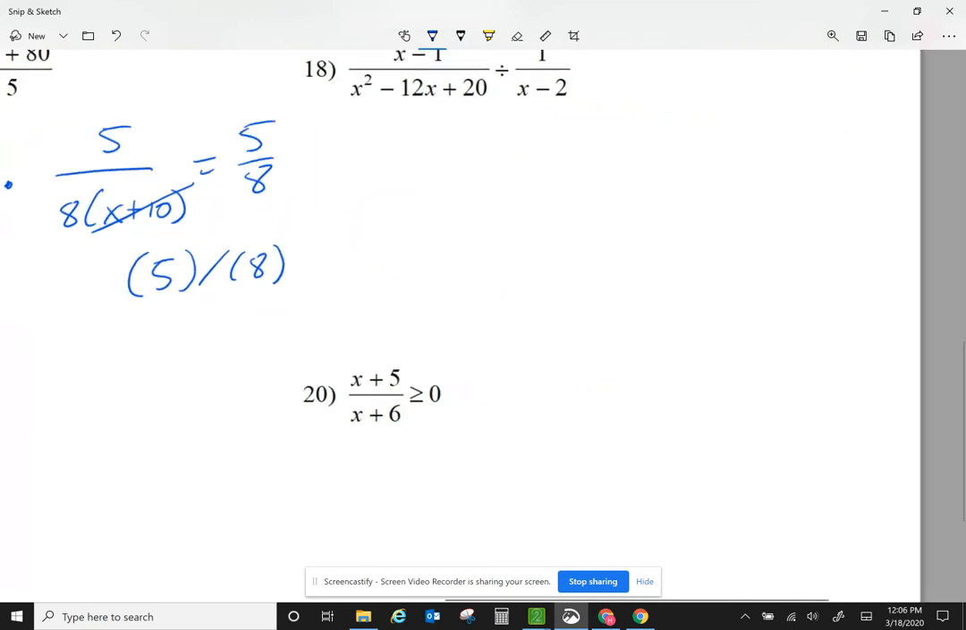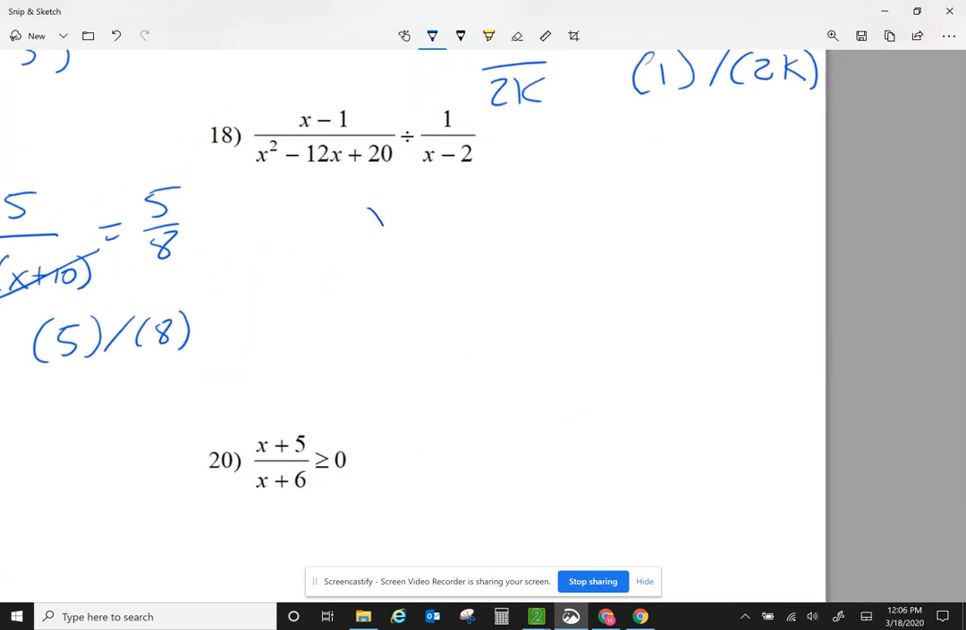We get number 18. I have x minus 1. For the bottom, let me factor that. I'm going to get x minus 2, x minus 10, times, I'm going to flip the second fraction as x minus 2 over 1.